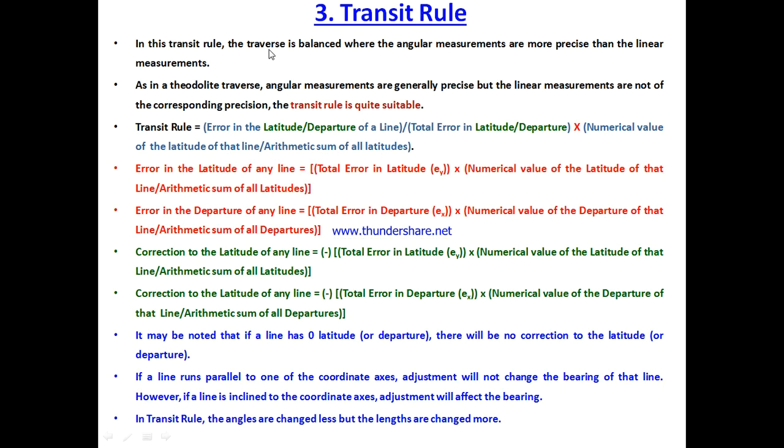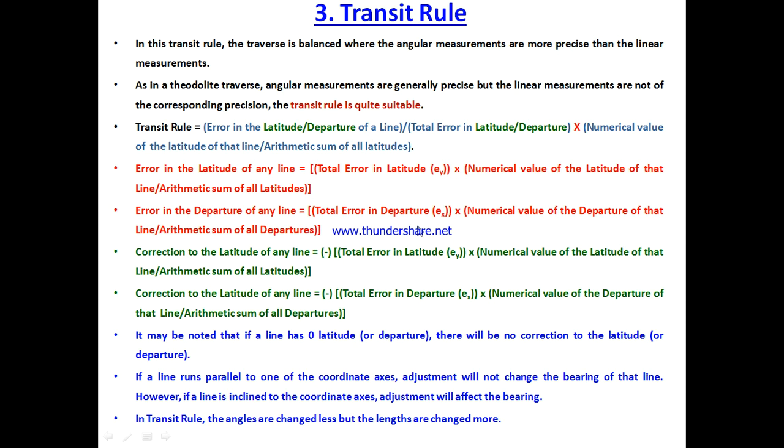Let's move on to transit rule. In this particular method, the traverse is balanced where the angular measurements are taken more precisely than the linear measurements. In the theodolite traverse, the angular measurements are generally precise, but the linear measurements are not of the same or comparable precision. So if such cases are there, we can easily apply transit rule.